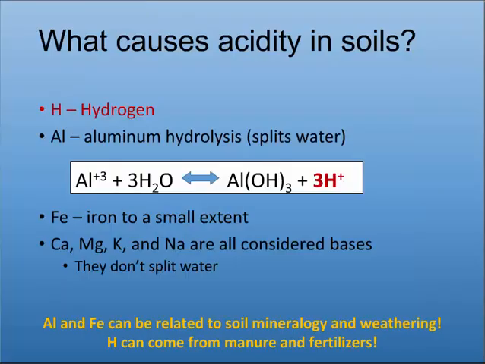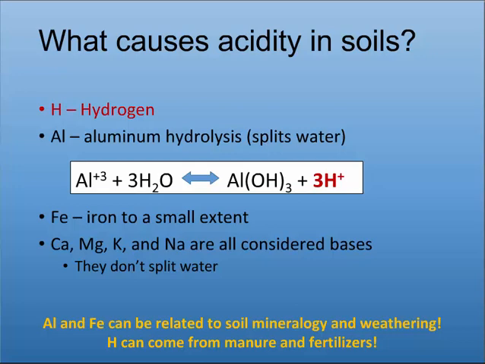In soils, what causes acidity? Hydrogen is the acid. So hydrogen is the main thing to talk about and understand and discuss, but aluminum as a metal can cause hydrolysis, which is the splitting of water. And when it splits water, it creates more hydrogen, so it creates acid. Iron can to a small extent.